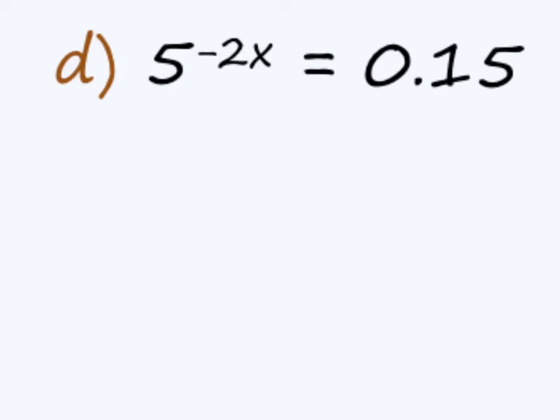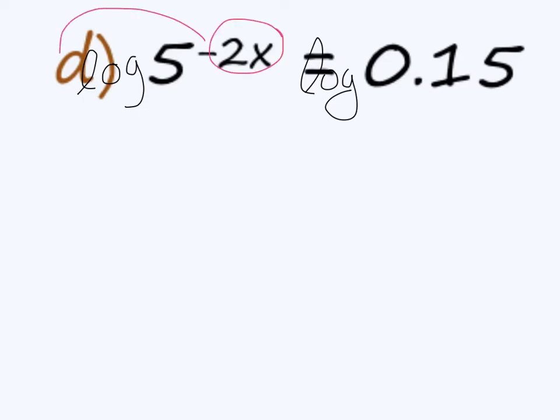Alright, this one's a little bit different. This time I can't introduce ln and have ln and e reduce and end up with the exponent. I can introduce the log, whether it's natural or a common log, and bring the exponent to the front using properties that we talked about in previous sections. So now I can pull the exponent to the front, and it's going to look like this. Negative 2x log 5 equals log 0.15.